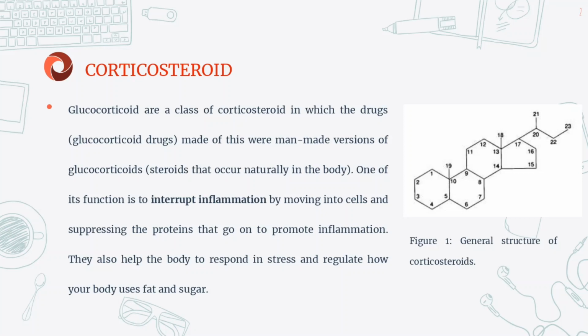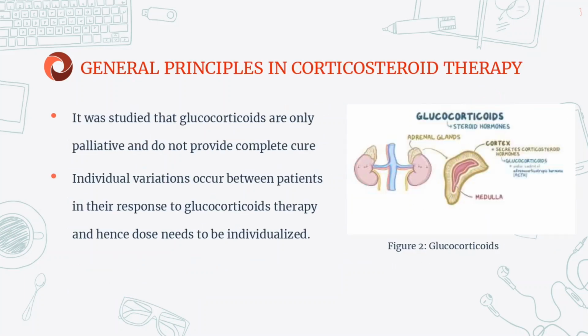itself. It is a steroid that occurs naturally in the body. One of its functions is to interrupt inflammation. It also helps the body respond to stress and regulates the body in using fats and sugar. Figure 1 illustrates the general structure of the corticosteroid, where there's a presence of a keto group essential for its functions. Since we have already studied the background of corticosteroid, let's proceed to its general principles.